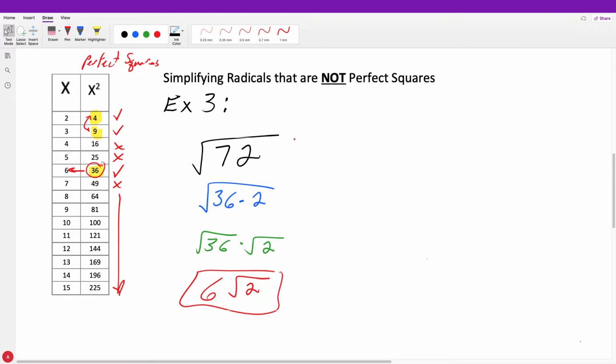All right, so just like we have to simplify our fractions as much as we can, we have to simplify our radicals as much as we can. If you were to stop and say, okay, 4, and say, well, 4 goes into 72, and it goes into it 18 times.